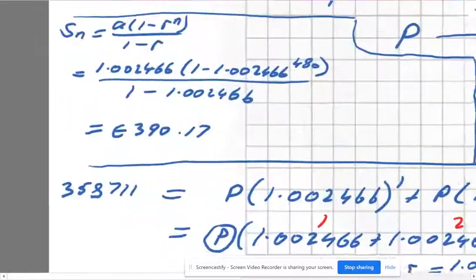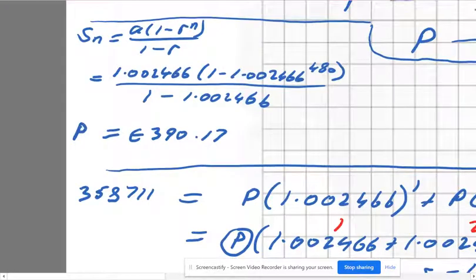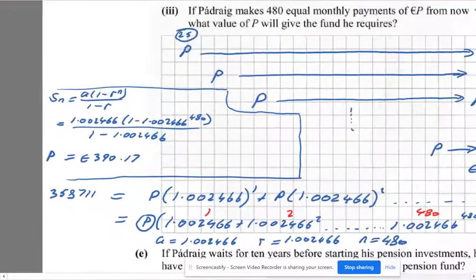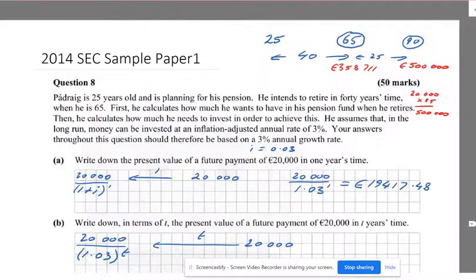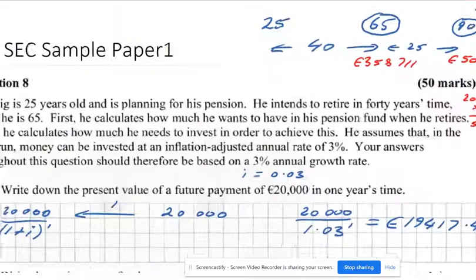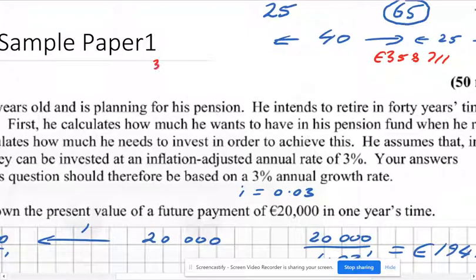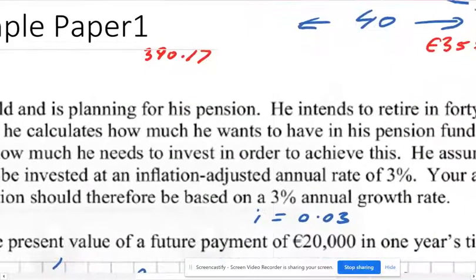So that's not Sn, that's the payments. That's the individual payments that he pays each month out of his salary into his pension fund: 390.17. So now let's take that back to our chart here and write it here. We're finished that part of the question now, but I'm just trying to get something extra out of it so we can learn some more about financial maths and get a feel for these numbers, as I said earlier.